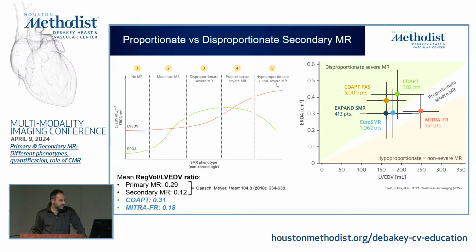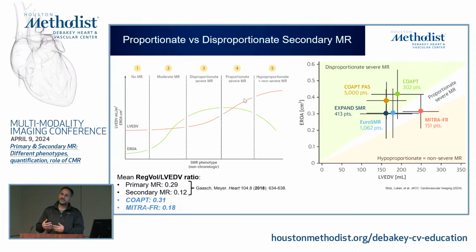And if you just look at this graph here, they nicely showed multiple zones of proportionate and disproportionate MR. And then you can see, for example, whenever you have disproportionate severe mitral regurgitation, how the EROA is relatively higher than the EDV. The EDV is still enlarged, but the EROA is significantly high. And with proportionate, they're both enlarged, but in a way symmetrically.